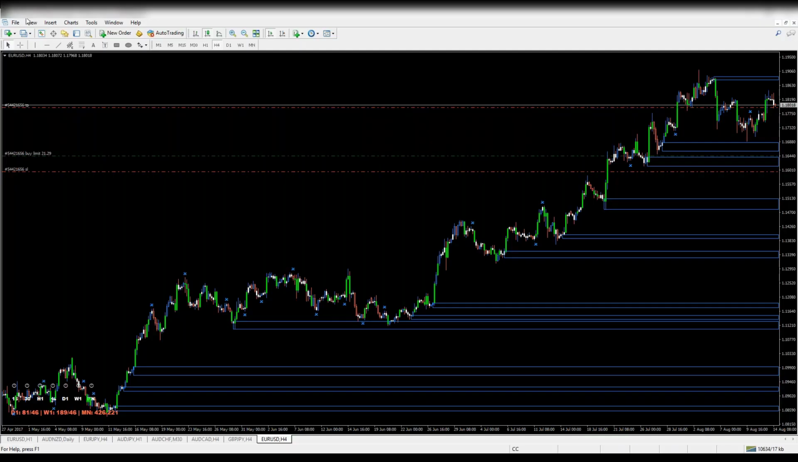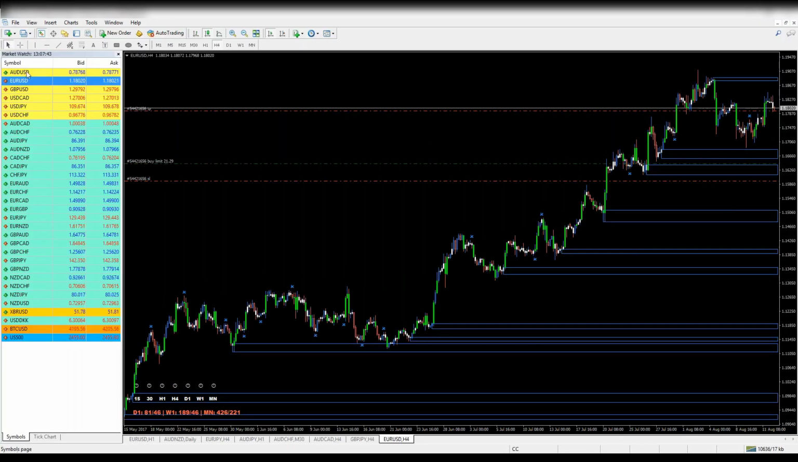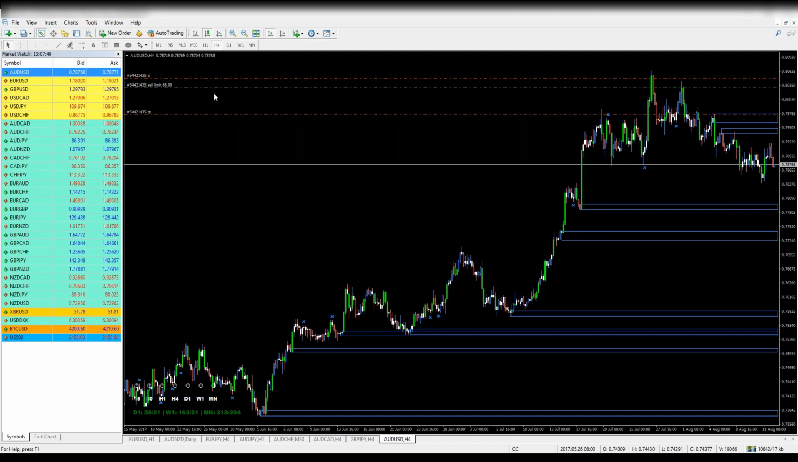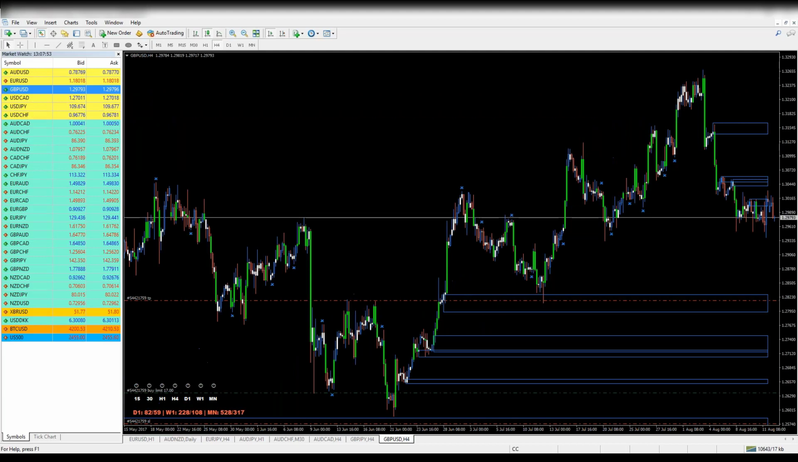Let's have a look at another example. Let's add the Aussie US dollar. What about this one? What's this one doing? This is also moving higher. We'll just run through a couple of pairs. Here we have the pound. What's this one doing? You can see we went down and now we're moving up.